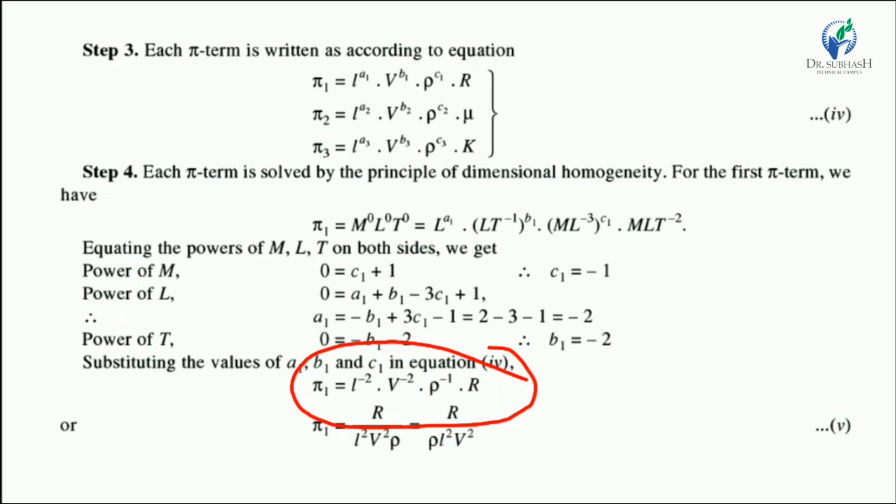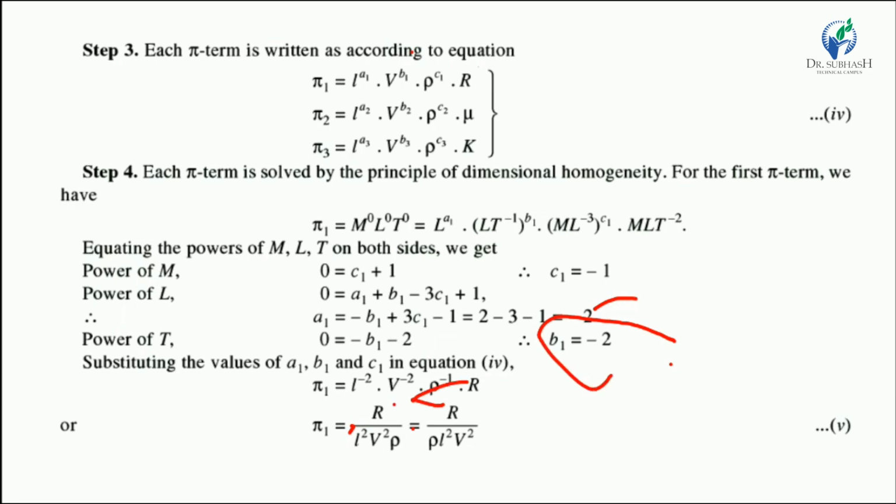So according to power we arrange all the variables. So R upon L square V square upon rho. Here L has a power A1, so the A1 value is minus 2. So L has a power of minus 2. V has a power B1, so the B1 value is minus 2. So V has a power of minus 2.